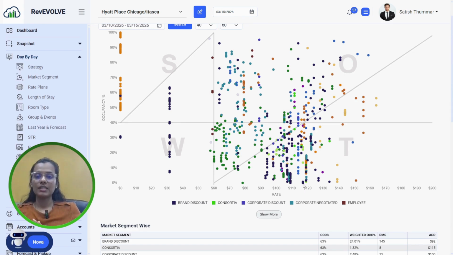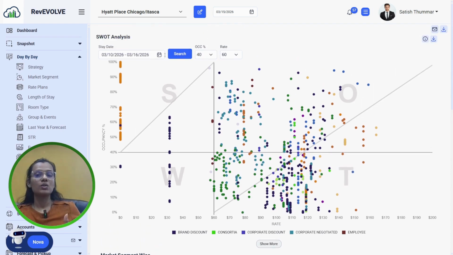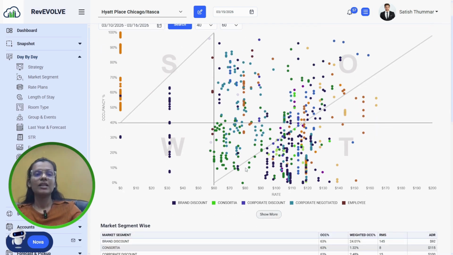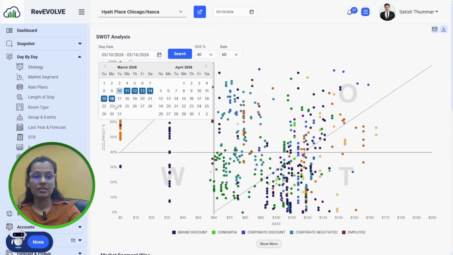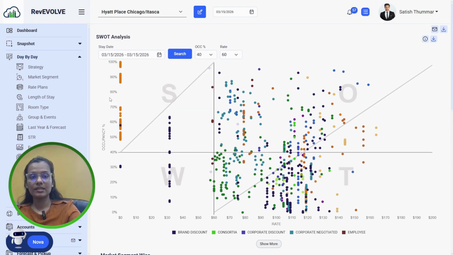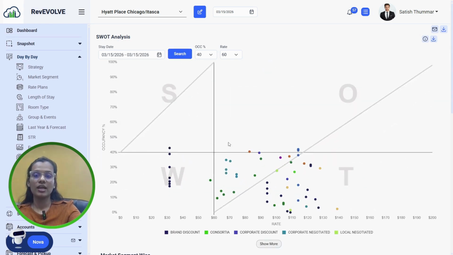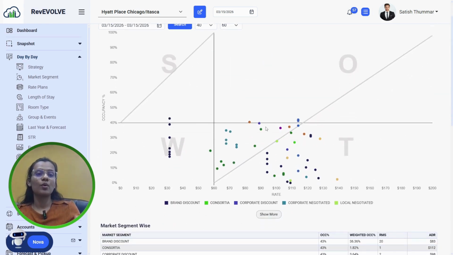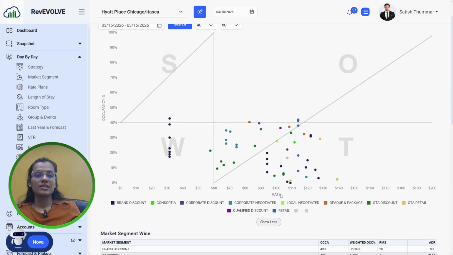Here we can see, let's say, the first booking at 0.79%, where the booking date is 5/10/2025 and the rate is 117 for the 13th, because we have selected 10 to 16 here. Let's see for today's date. Let's say today is the 15th. Now we can click on search, and this is the data point scatter graph for the 15th of March. Here we can see all the segments.